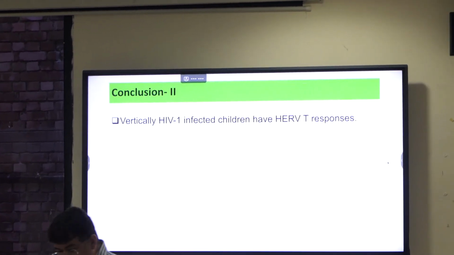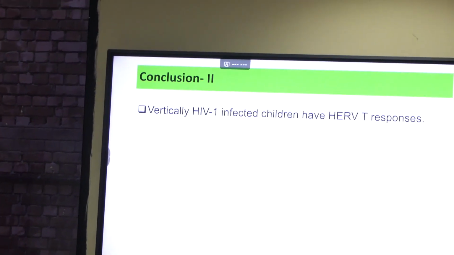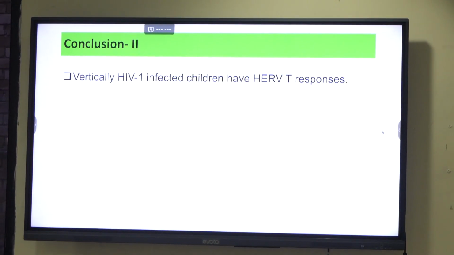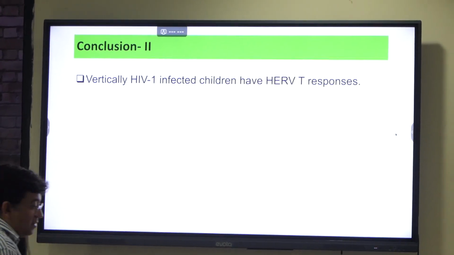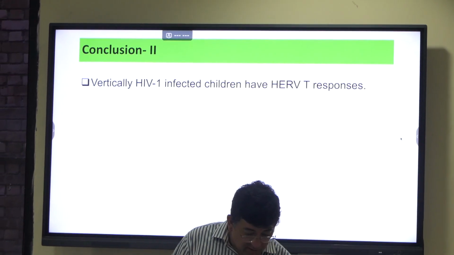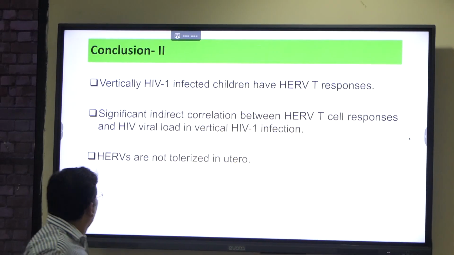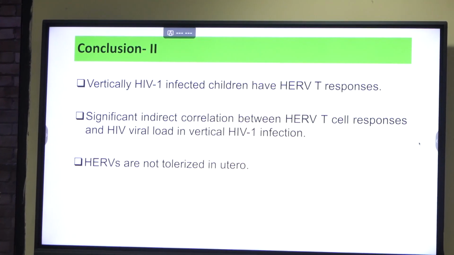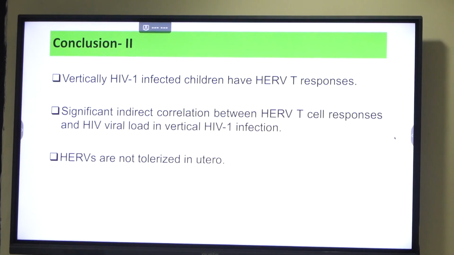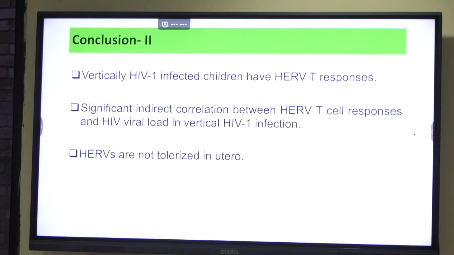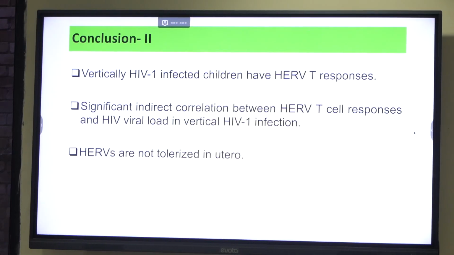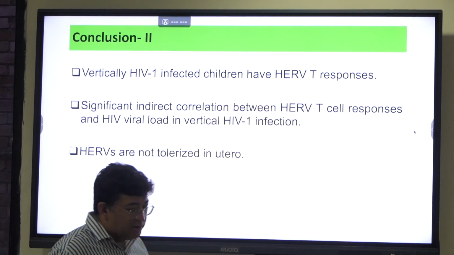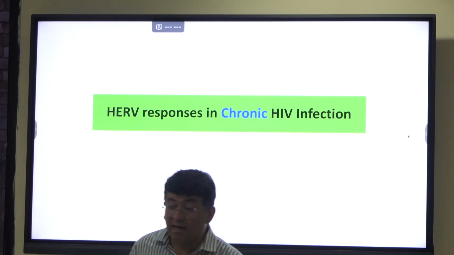People think that in early stages of your life, when you are exposed to a certain thing, you get tolerized to that. Tolerance develops. But since we also got HERV-specific T-cell responses, what we know is that HERVs are not tolerized in utero. And vertically HIV-infected children have HERV T-cell response exactly like primary HIV infection, and a significant indirect correlation between HERV T-cell response and HIV viral load in vertical HIV infection. These important points are also there in the case of perinatal HIV infection.